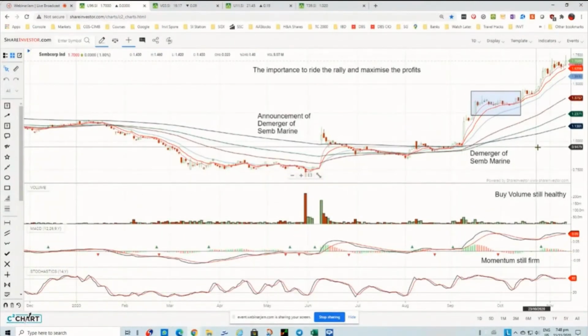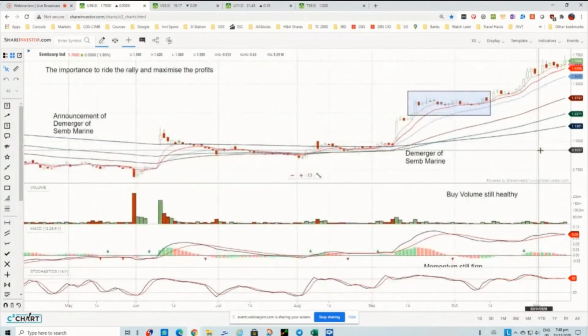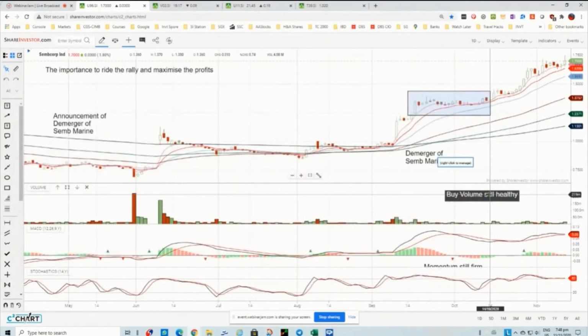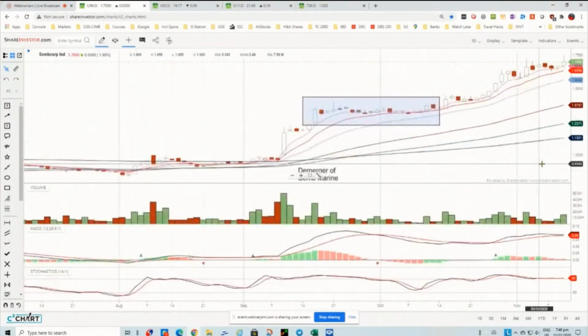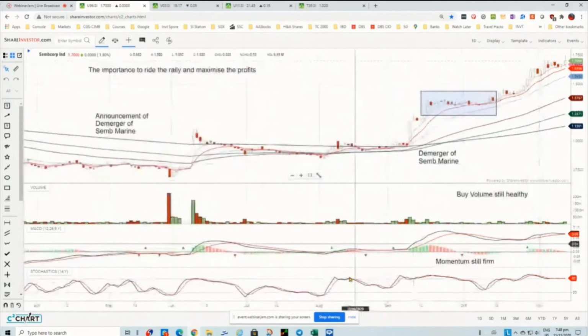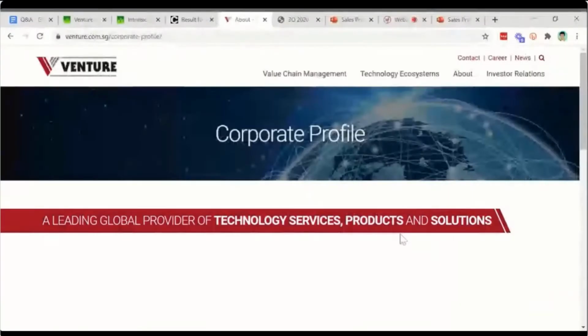So my conclusion on Sembcorp is that the buy volume is still healthy. The uptrend momentum is still there, and it's still a very good story to hold on to. All right, so I'll pass back to James.